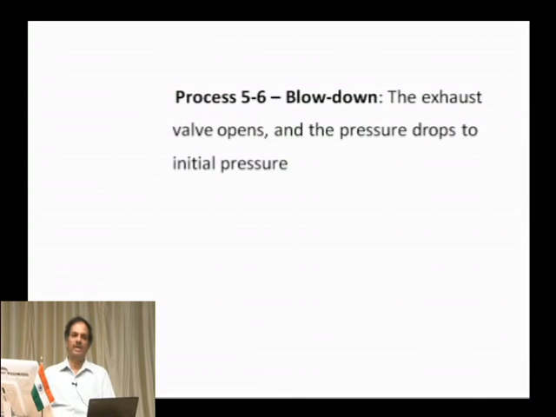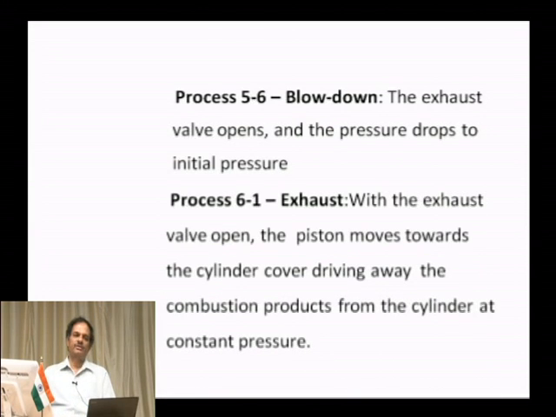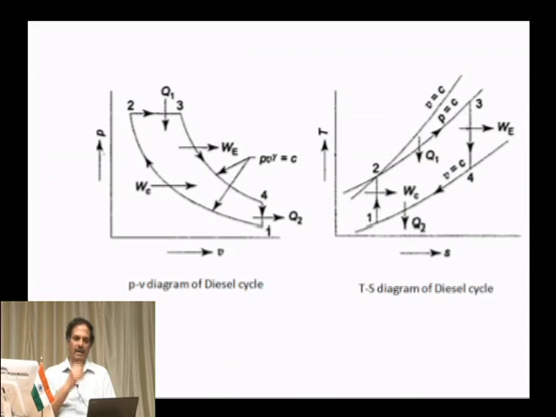Then the blow down, that means exhaust valve is open and the pressure of the combustible mixture drops to the initial pressure, because exhaust valve opens and all the gases will be exhausted. And process 6-1 is exhaust, that is all the combustible gas is exhausted into the atmosphere through the exhaust valve when the piston moves from BDC to TDC. So, one cycle is completed, that you can see here, PV diagram and TS diagram for the diesel cycle.